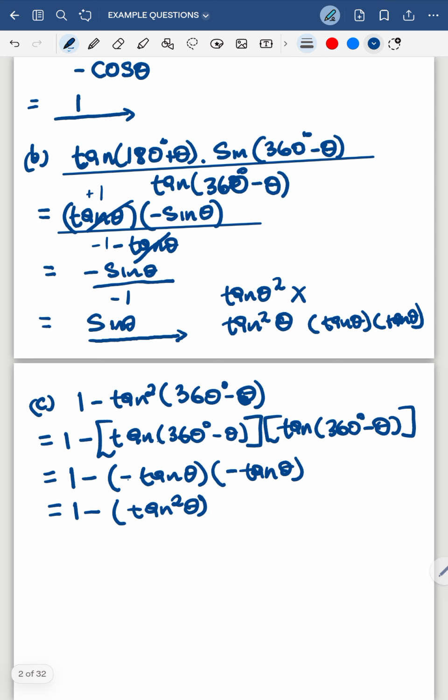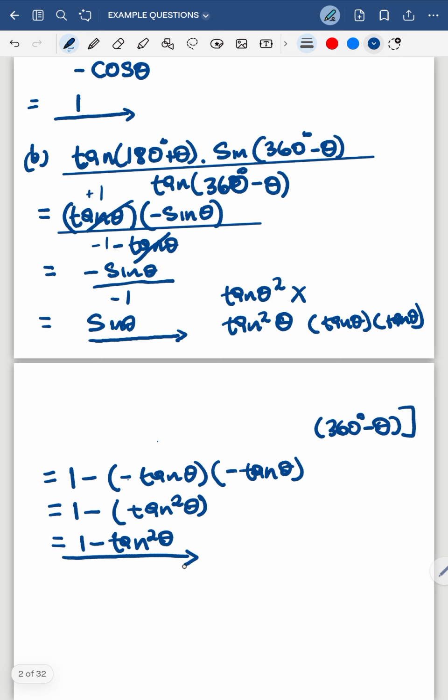So close brackets. Now negative tangent theta multiplied by negative tangent theta, we have positive tangent squared theta. That means now your answer will be 1 minus tangent squared theta. So this must be your answer here. This should be your answer. Then you leave it like this.